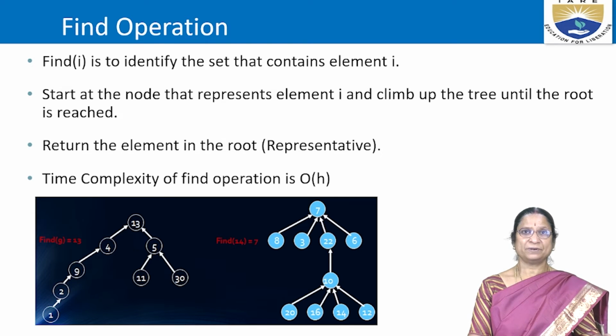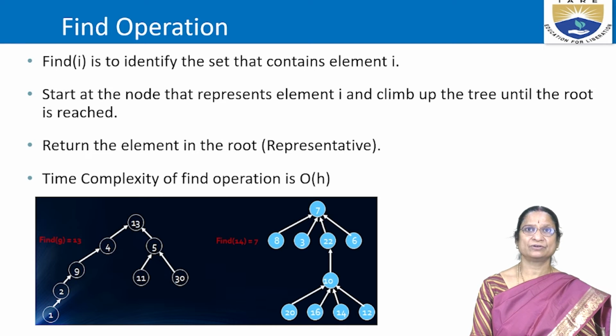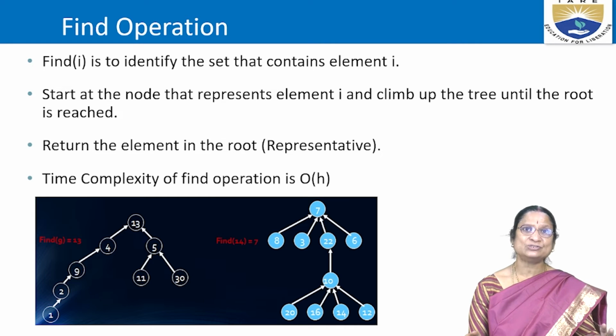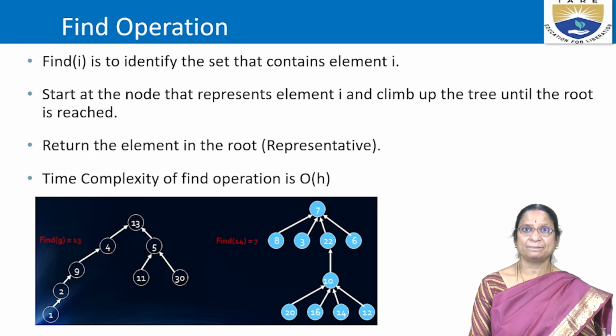So when we are doing this operation, it is a constant time operation. We are just adding a child, so it is constant time. Find operation: Find I means to identify the set that contains the element I. Various disjoint sets are available to us. We will find where this particular I exists, and the respective root, that is the respective representative, will be returned as the answer. That means in which tree it exists, the respective tree name.